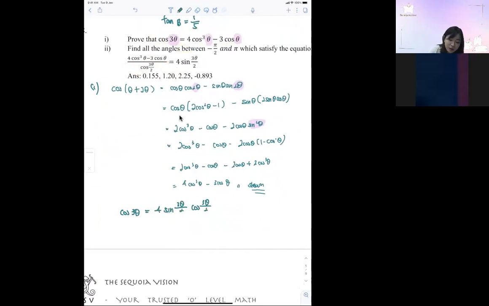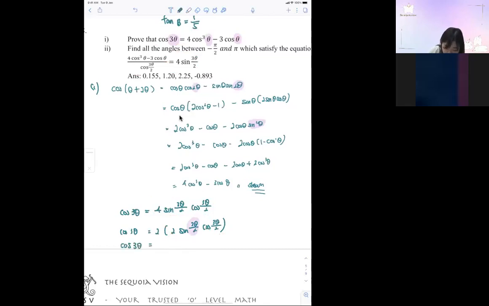Okay, this looks like something. Can you spot what this looks like? Sine 2A. Yes, very good. So sine 2A is 2 sine A cosine A. I split the 2 out so you can see properly. So 2 sine A cosine A is sine 2A, right? So if A is 3 theta over 2, what is 2A?